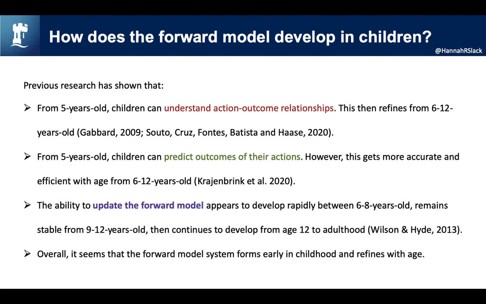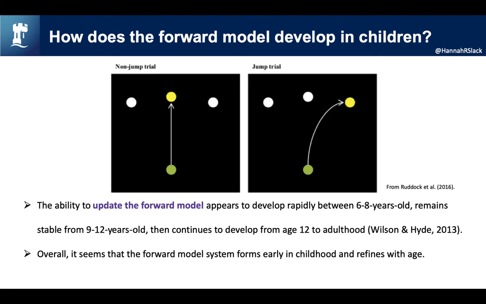So finally, the ability to update the forward model also appears to develop as children age. So it develops rapidly between 6 to 7 years old, remains stable from 8 to 12 years old, and then continues to develop from 12 to adulthood. So Wilson and Hyde in 2013 showed children aged 6 to 12 years old and young adults a horizontal touchscreen. Participants began with their finger at the starting location at the bottom of the screen. A target then appeared in one of 3 positions.